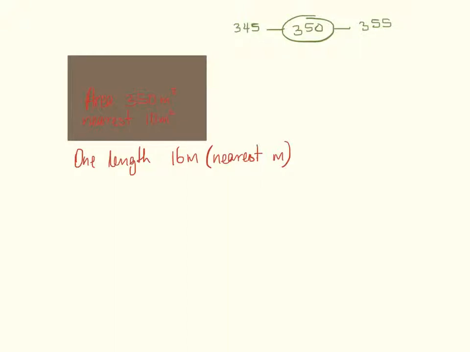Also, we've been given one of the lengths, which is 16, and it's already been rounded to the nearest meter. So the units is in the nearest meter there. So now it means that our 16, the upper bound of it would have been 16.5, because we would have halved 1, wouldn't we? And then we add on a half and take away a half. So 15.5 would be the lower bound.